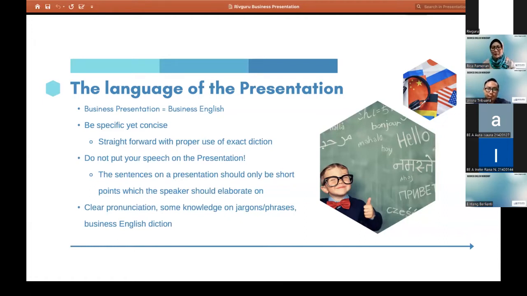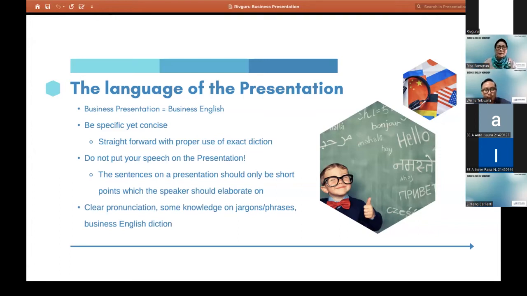Be specific yet concise, yeah? When you write down points on your presentation, please keep it simple, please keep it straightforward, yeah? Don't write 20 words in a sentence. If you can shorten it to only 5 words or 7 words, please do that. Just be specific and be straightforward.